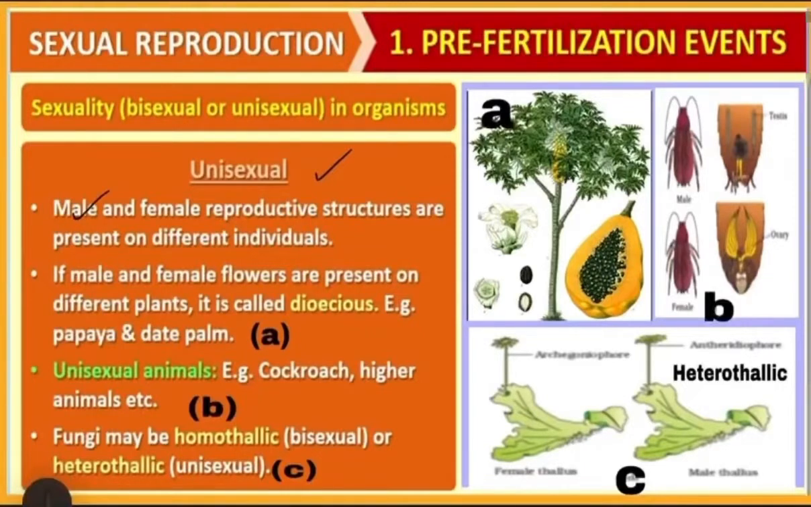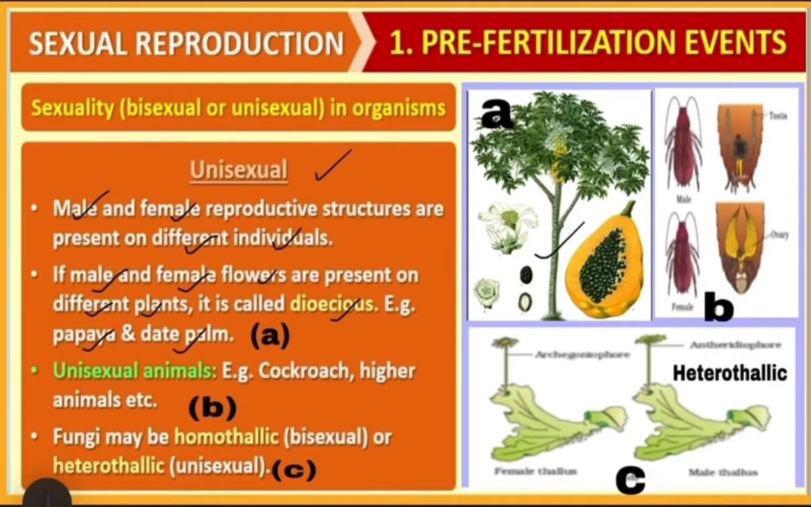Let us see what are unisexual individuals. When male and female reproductive structures are present on different individuals, then they are called unisexual. Means one individual is having only the male sex organ and the other individual is having only the female sex organ. Come to plants. If male and female flowers are present on different plants, then the plant is called dioecious. For example, papaya and date palm. You can see here, this is papaya. One tree is having only the male flowers and the other is having only the female flowers. So it is called a dioecious plant.